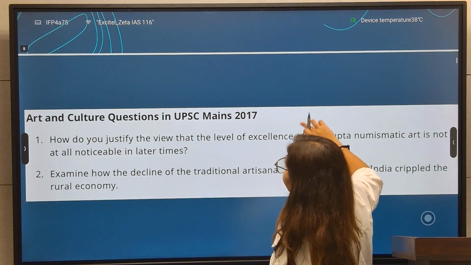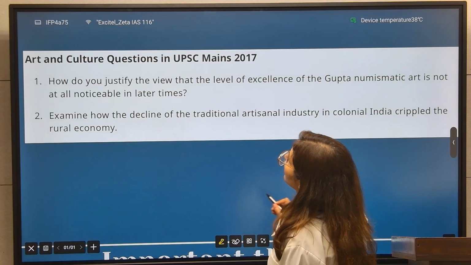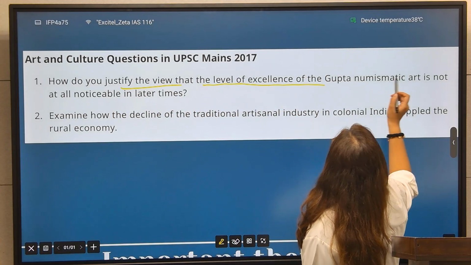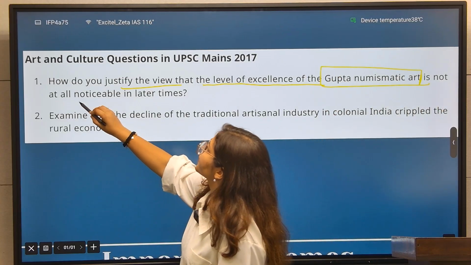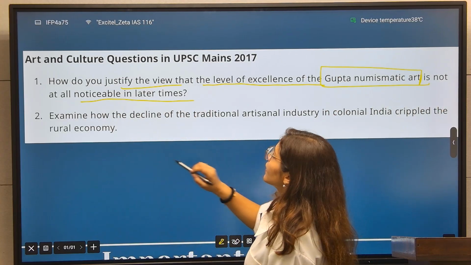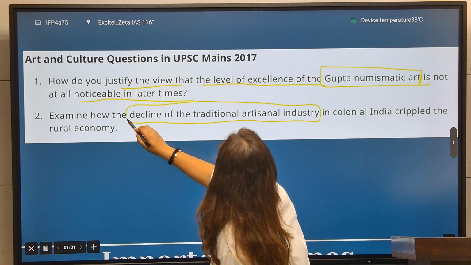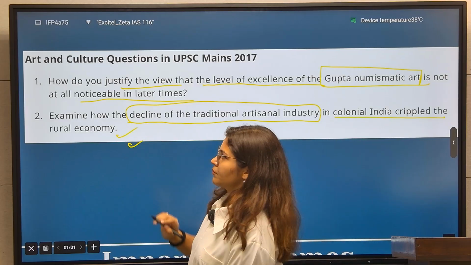In 2017, how do you justify the view that the level of excellence of Gupta numismatic arts is not at all noticeable in later times? Also: examine how the decline of traditional artisanal industry in colonial India crippled the rural economy.